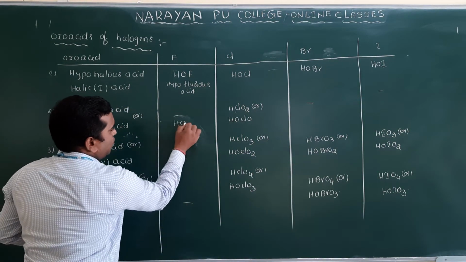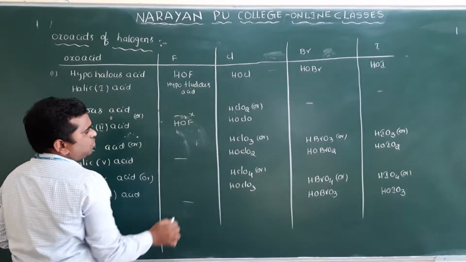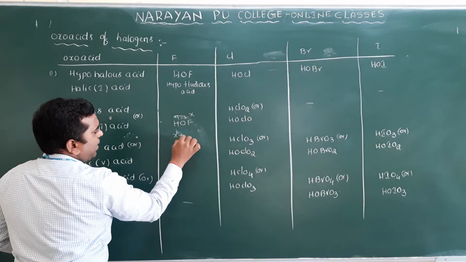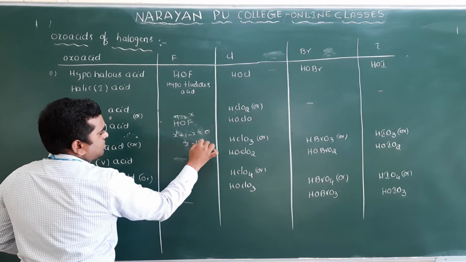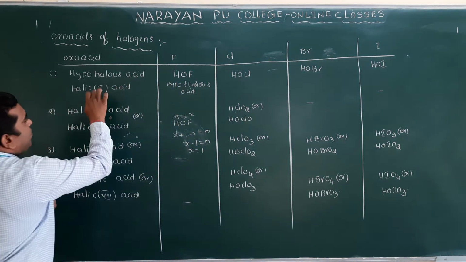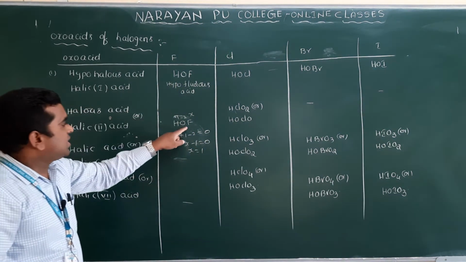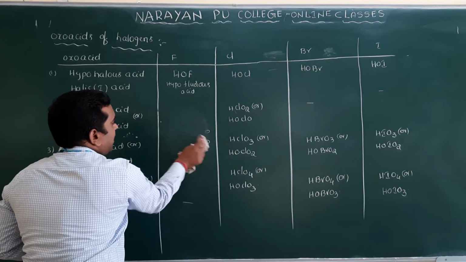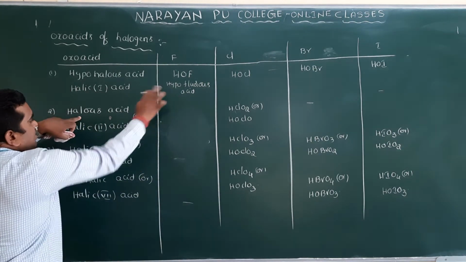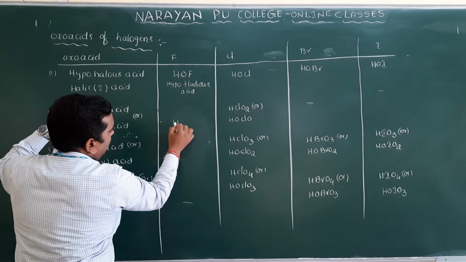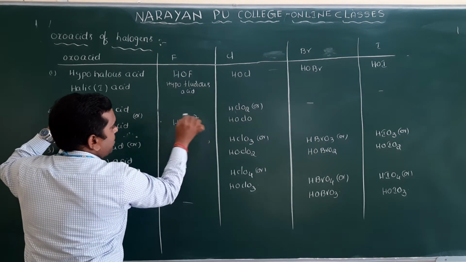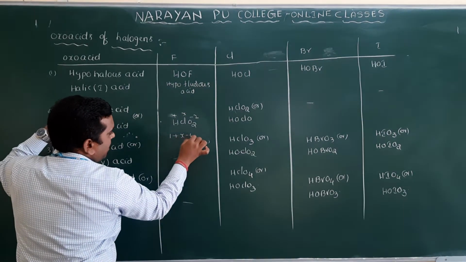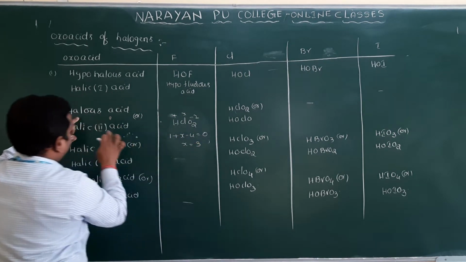Simple. This is HOF. Assume the halogen is x, oxygen is -2, and hydrogen is +1. So what is x? x + 1 - 2 = 0, x - 1 = 0, x = 1. So in hypohalous acid the halogen oxidation state is +1. In the same way, for halous acid, calculate the oxidation state: oxygen is -2, hydrogen is +1, and halogen is x. 1 + x - 4 = 0, so x = 3. The oxidation state is +3.